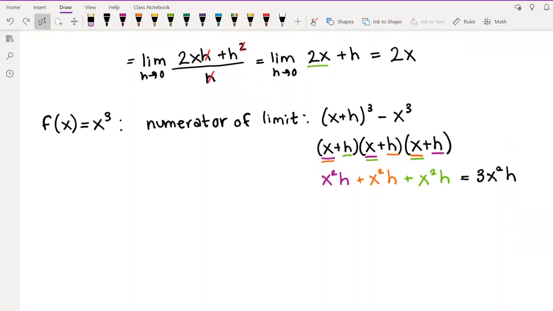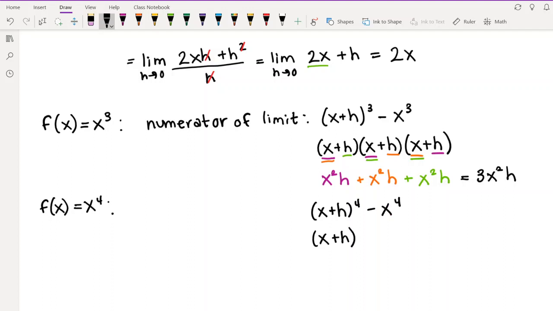So just to show one more example of how that works out, let's say now that we're looking at x to the fourth. Again, I'm just going to write the numerator: (x + h) to the fourth minus x to the fourth. If we multiply out (x + h) to the fourth, now we're multiplying four things together.